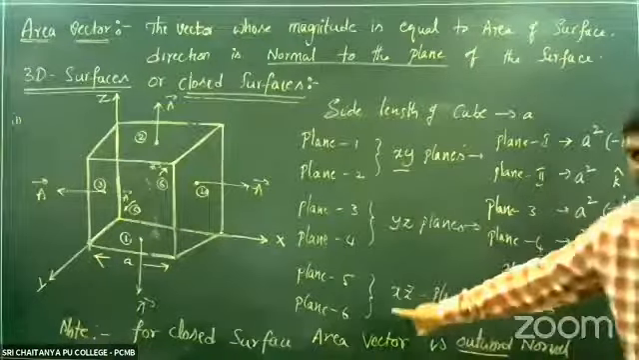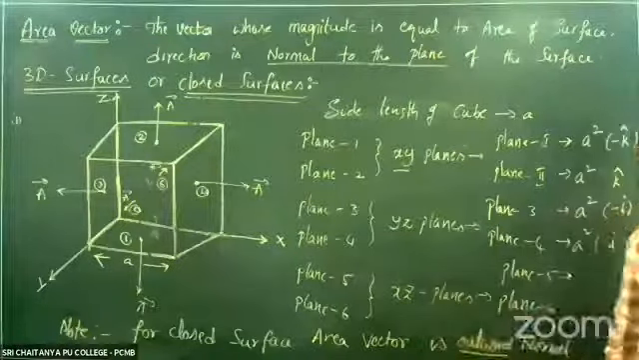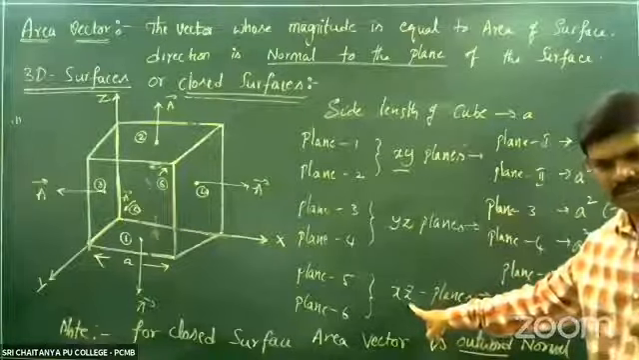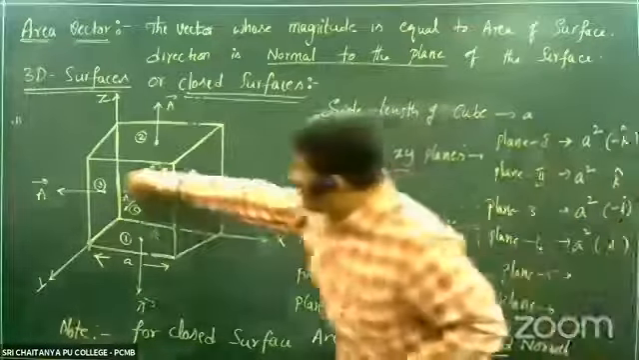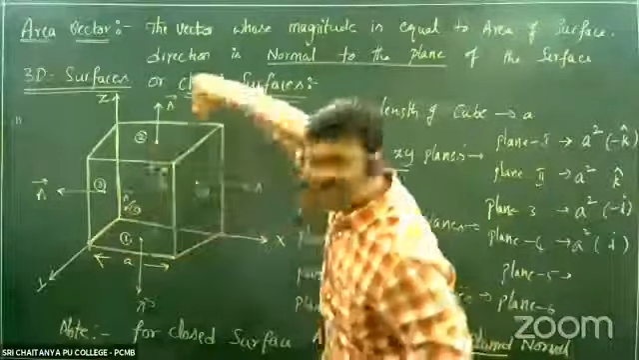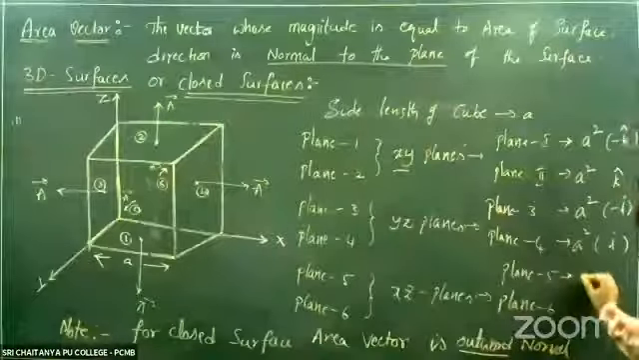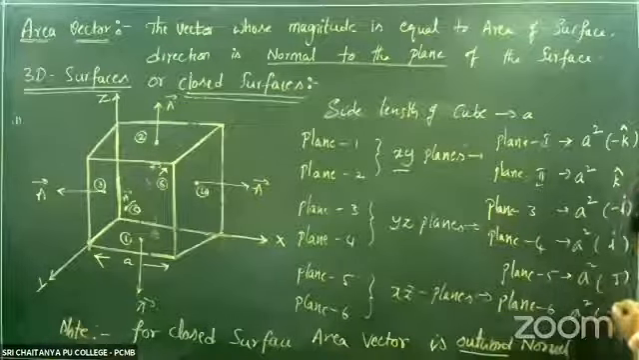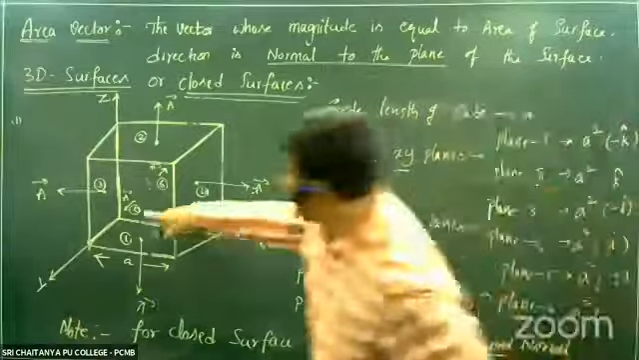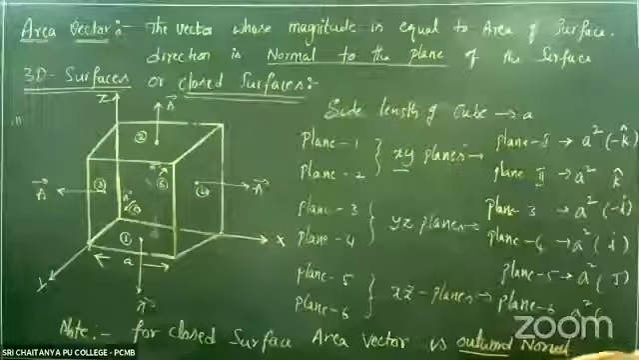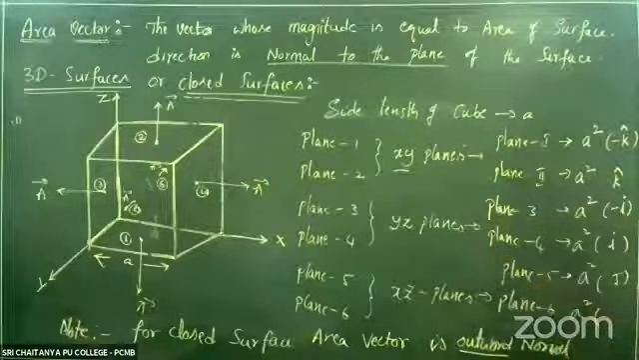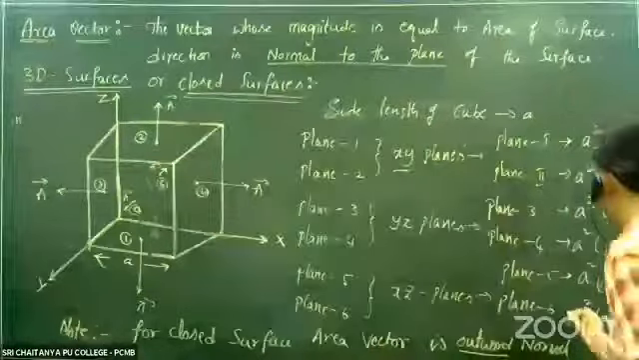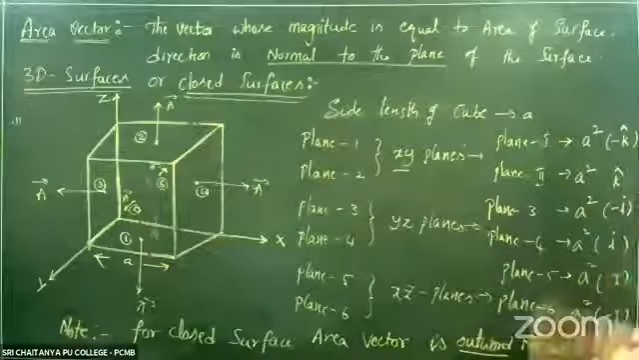Then the XZ plane. The area vector is along the y-axis. When it is along the y-axis, this one is outward. For 6, inward. Outward is J. I took this one, 5, as outward, right? Okay. 5 is outward and 6 is inward. For this 6, inward, it is A square minus J.